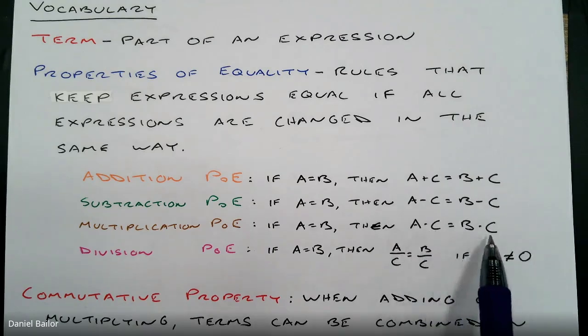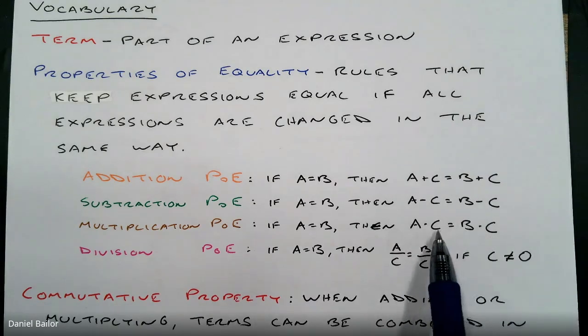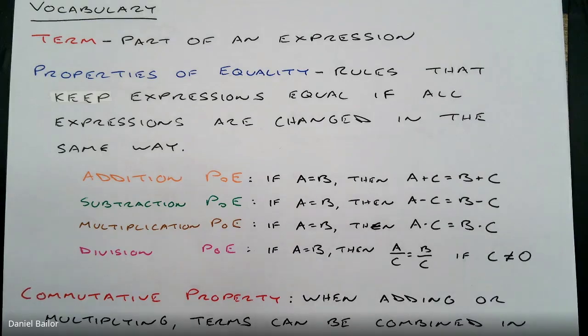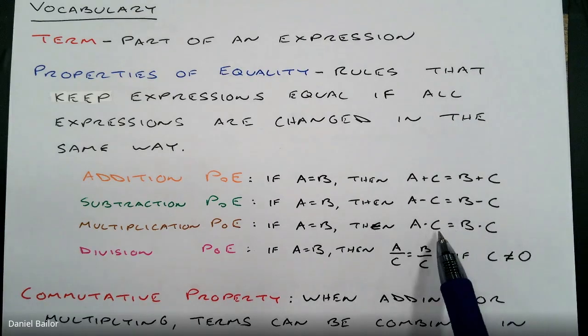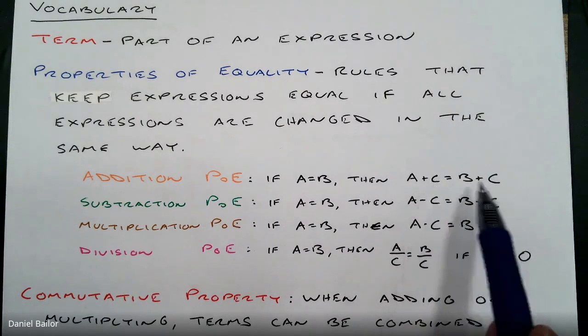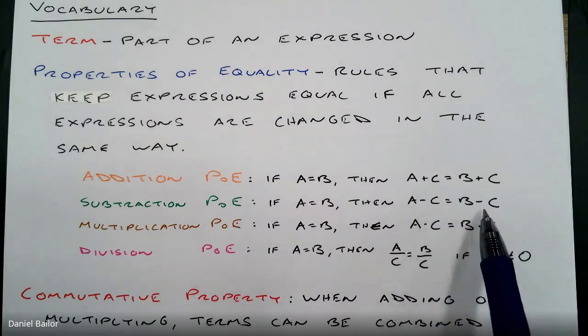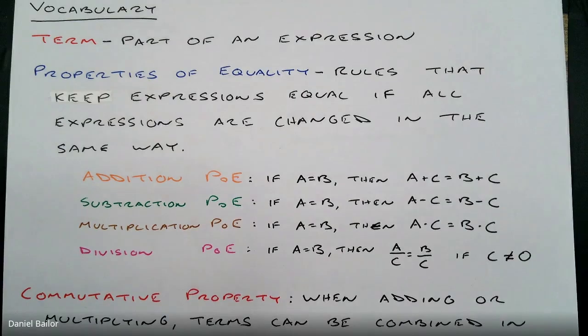Multiplying the same thing on both sides keeps equality. Now, it's very important that both sides have to change the same way: adding C, subtracting C, multiplying by C. It's always the same. So as long as we keep things the same on both sides, it stays equal.